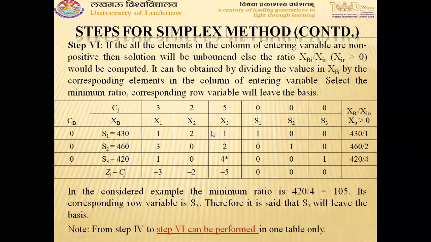430 is divided by 1, the first element of x3, since x3 is entering. 460 is divided by the second element of x3, that is 2, and 420 is divided by the third element of x3, that is 4. So we get the ratios 430, 230 and 105. The minimum is 105, so the corresponding row variable, S3, will leave the basis. So we can say x3 enters and S3 leaves. That means we replace S3 by x3.